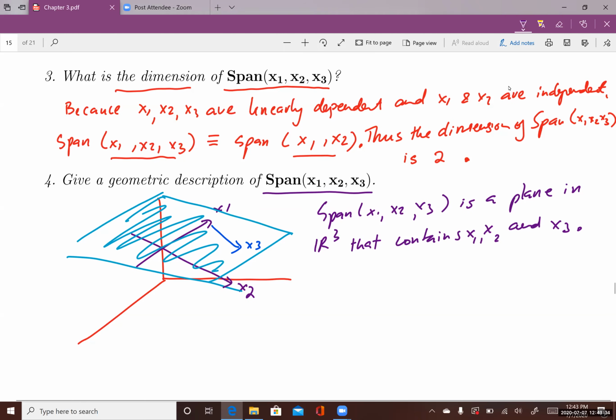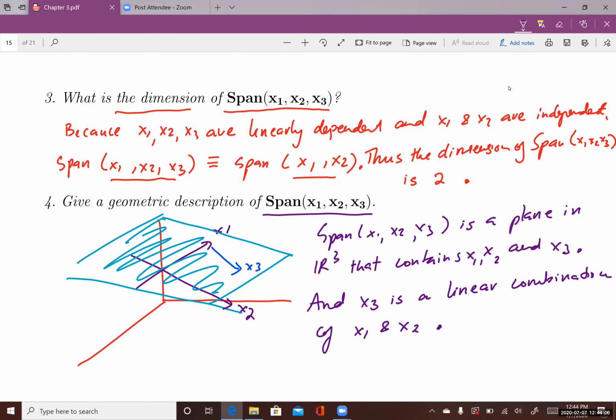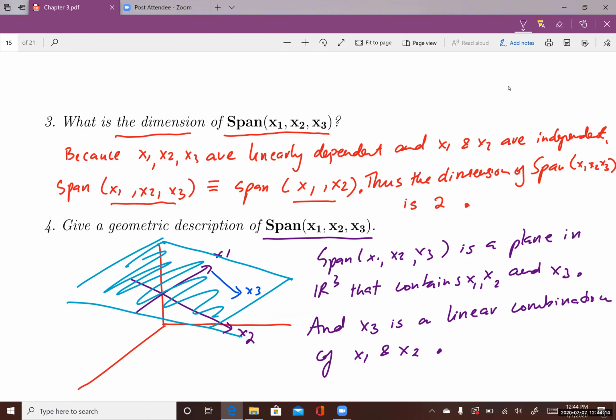Well, in this case, because x1 and x2 are linearly independent, you just need to use the 2 vectors x1 and x2 to create this plane. And x3 is a linear combination of x1 and x2. So a plane in R3 has dimension 2, right? Because you only need 2 vectors to span this.